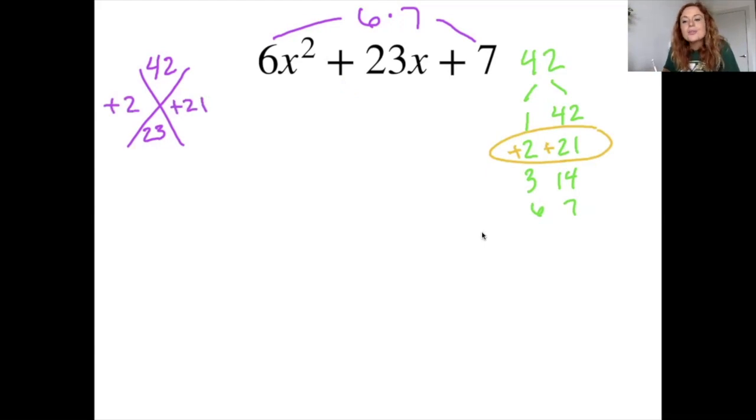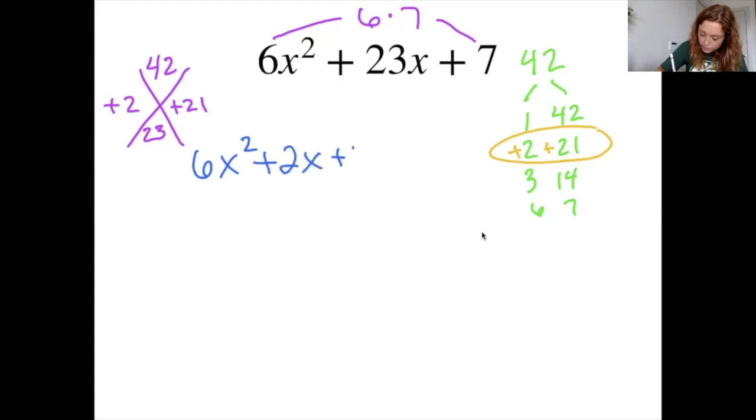Okay, so now we're going to rewrite our original problem, and we're going to break apart that middle term, that 23. Okay, so we're going to rewrite it. We're going to drop the first term just like we see it, 6x squared. But now we're going to go over to our x, that middle part of our x, and we're going to write plus 2x plus 21x, drop that plus 7.